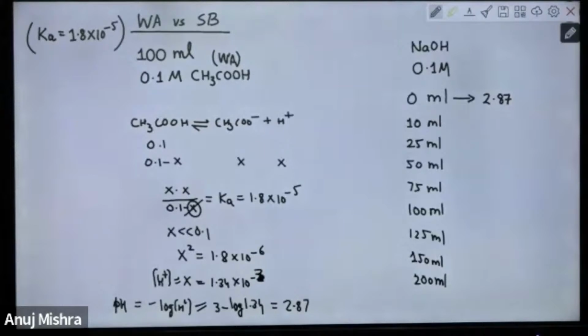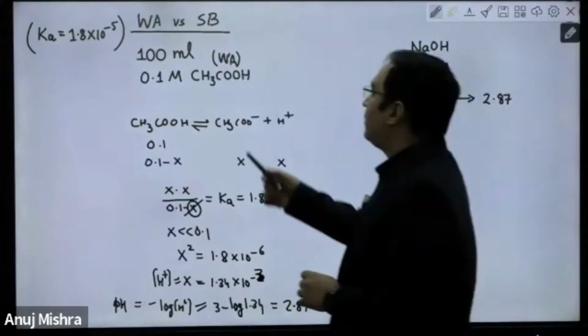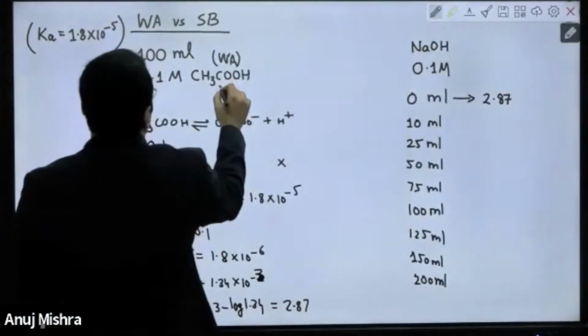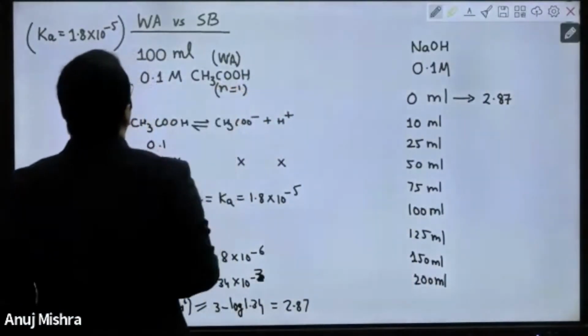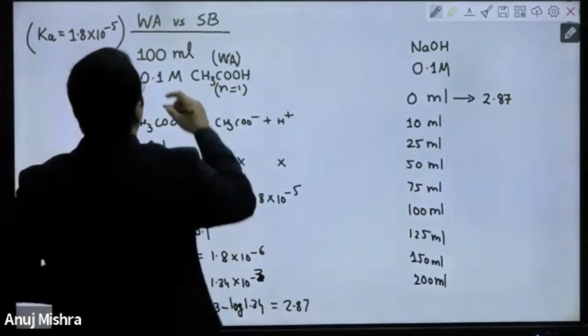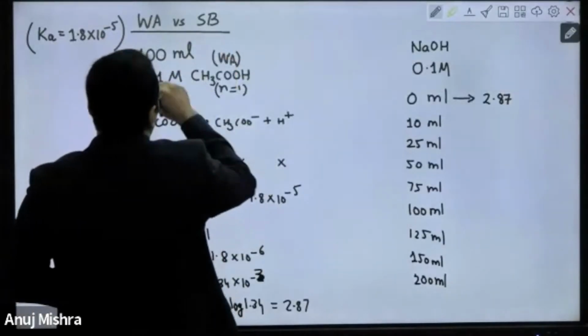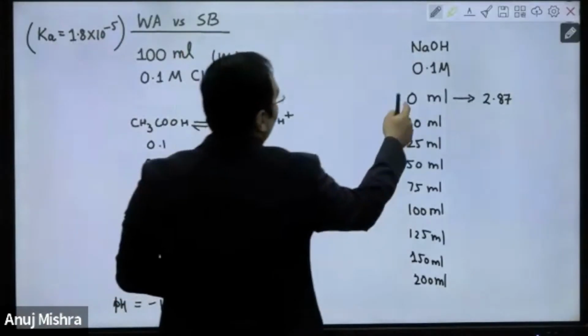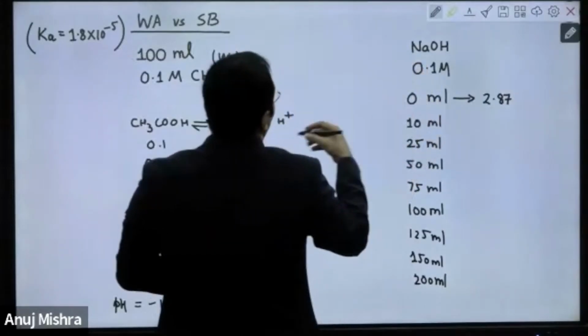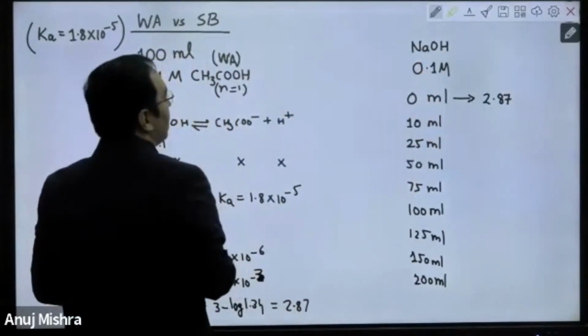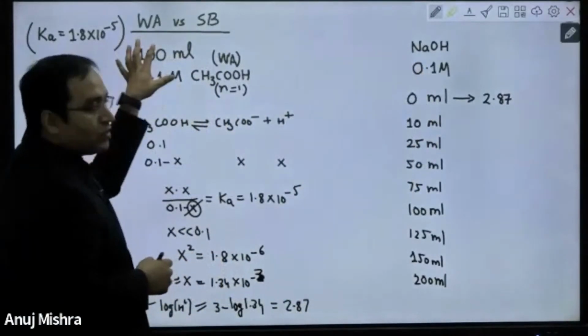Sham, what will happen with 10 ml? If you take 10 ml of sodium hydroxide, how many MEQs of acetic acid are there? इसका N factor तो 1 ही होगा. Strong base reaction करानी है आपको. 100 into 0.1. How many milli equivalents are there? 10. And how many milli equivalents of this are there? 0.1 into 10. So what is remaining milli equivalents? 9 milli equivalents of this remaining.